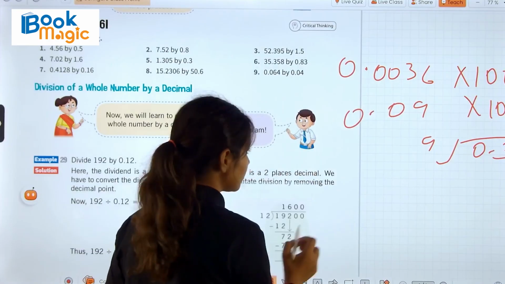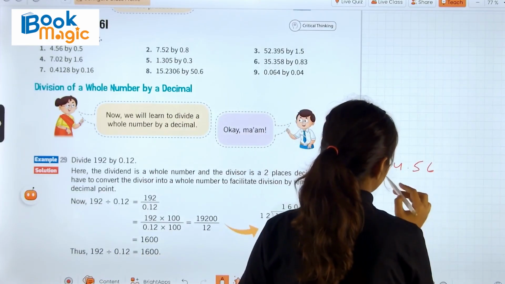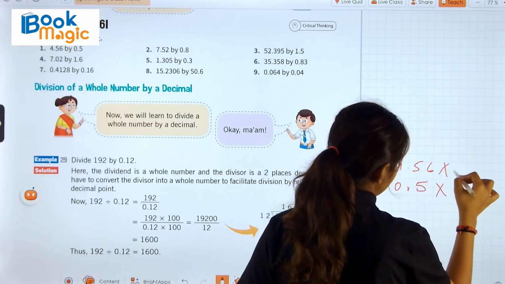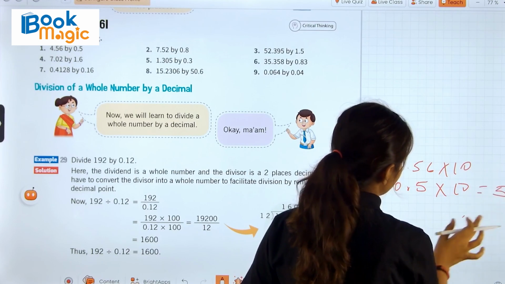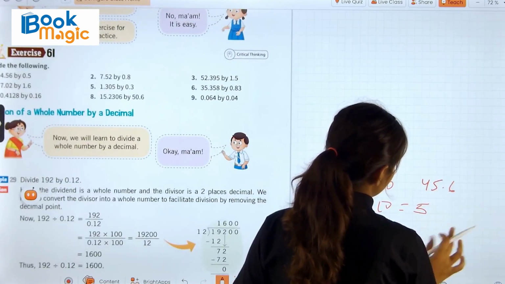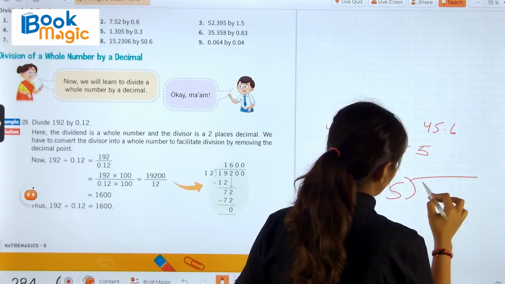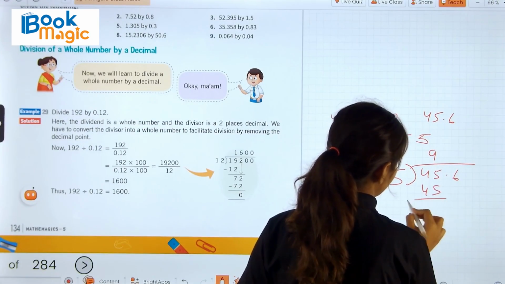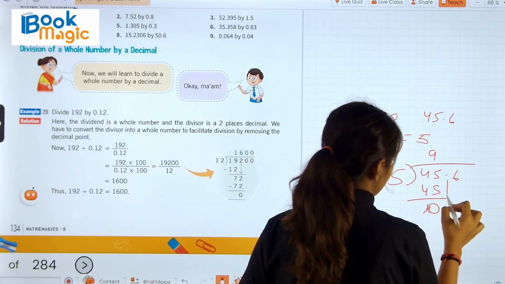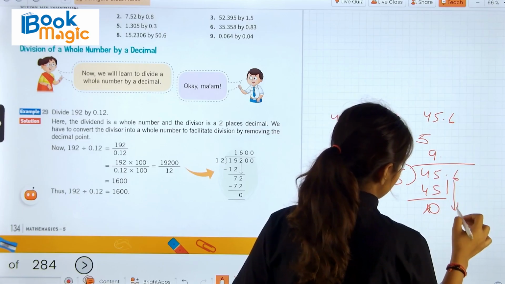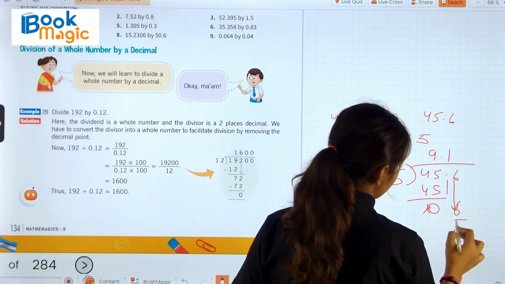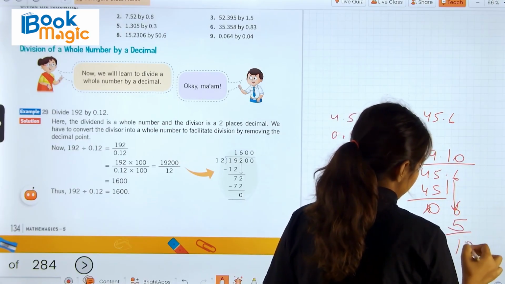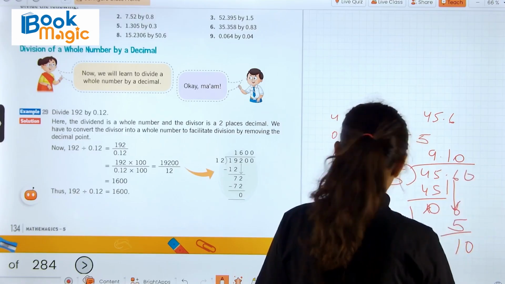So 4.56 by 0.5. We are multiplying this with 10 to make it 5 and this as 45.6. Now 5 here and 45.6 here. Now 9 fives are 45. Now the point and 6 is written here. 5 ones are 5. Now after subtracting we are getting 1. Now taking 0 here.